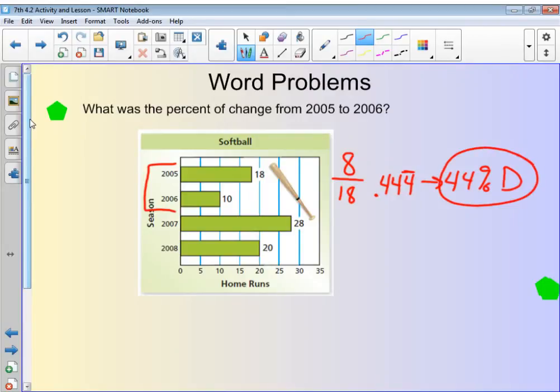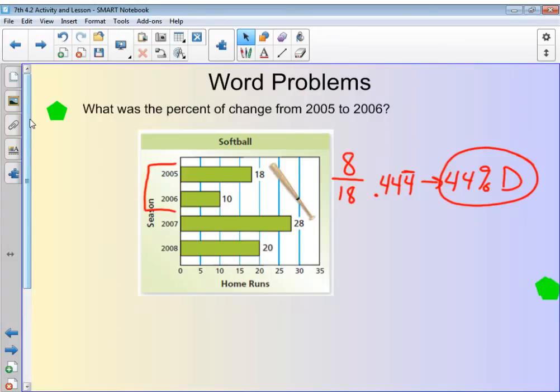So you should have gotten approximately a 44% decrease on this one. So that's just working with some word problems. The key thing on the word problems is making sure that you're identifying what was the original number. I know it's easy to find the change, or in this case, how many home runs it changed. But make sure that you're going through and actually finding what was my original number.